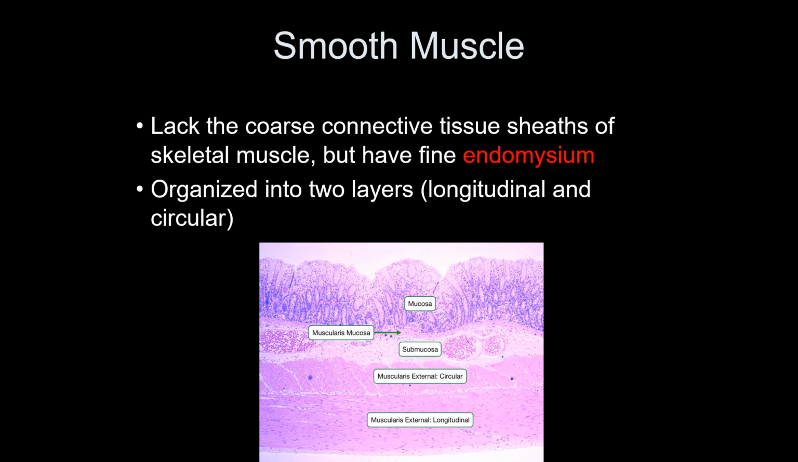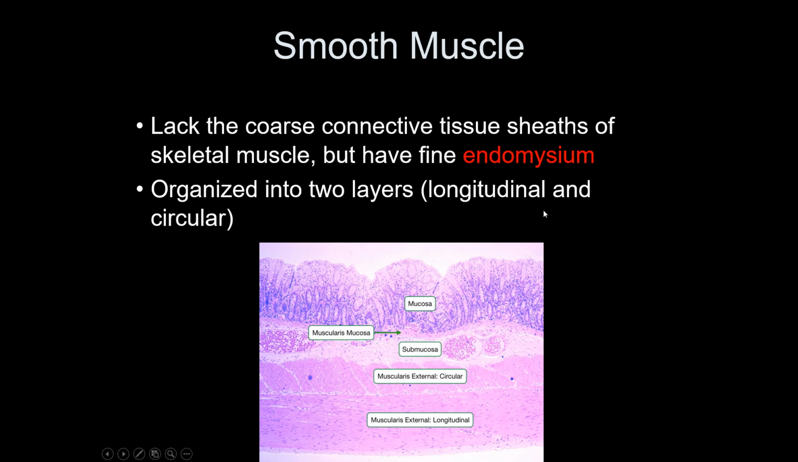From there, we start talking very briefly about smooth muscle. So it's got some similarities and some differences. We're still going to have actin and myosin, but we don't get sarcomeres. We don't get all the same connective tissue sheaths either. So which one's present? Only the endomysium. We don't have a perimysium. We don't have an epimysium.